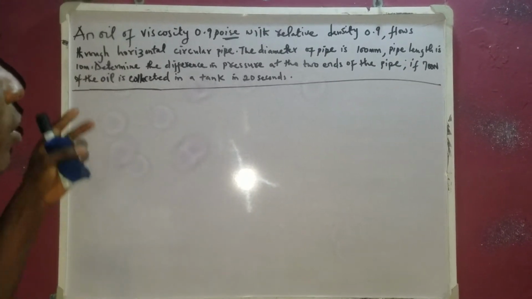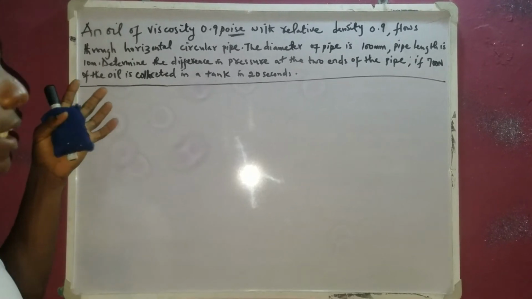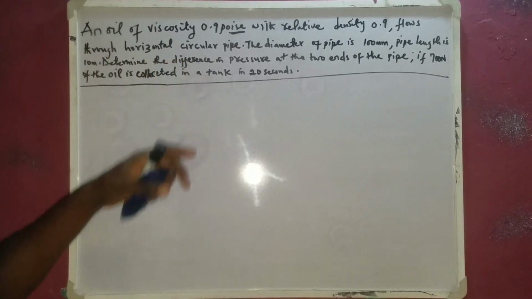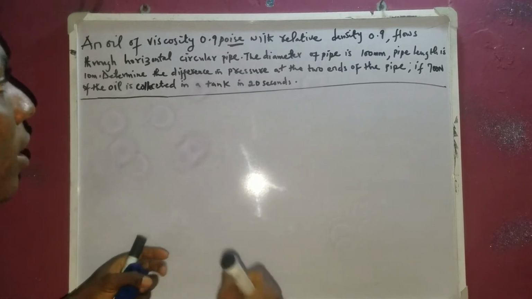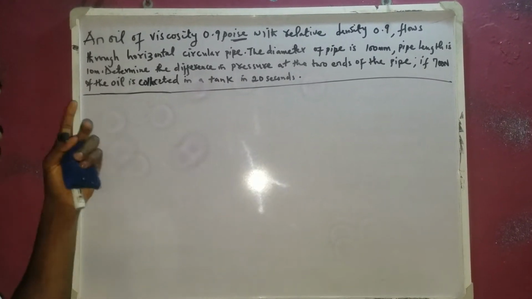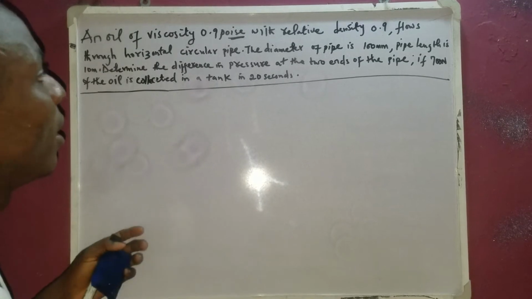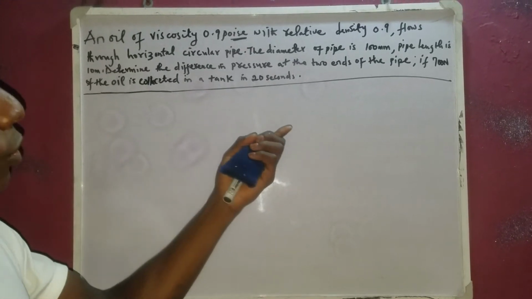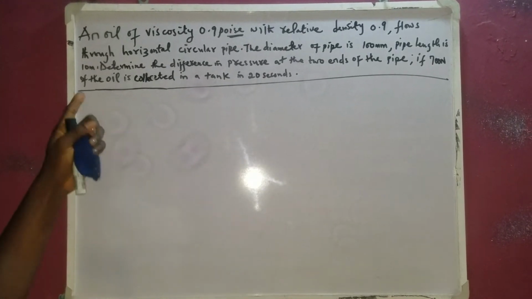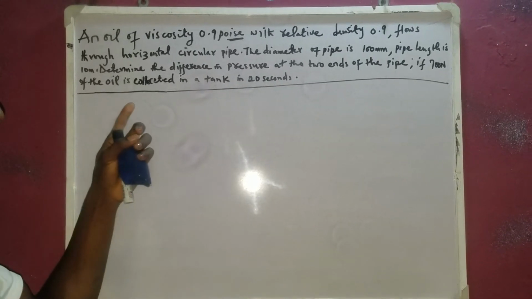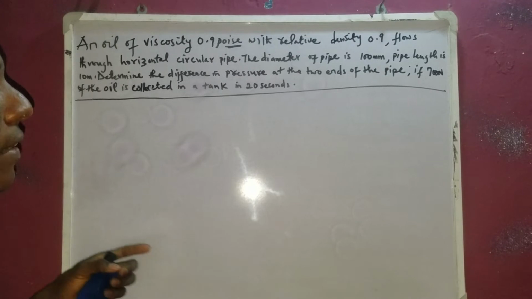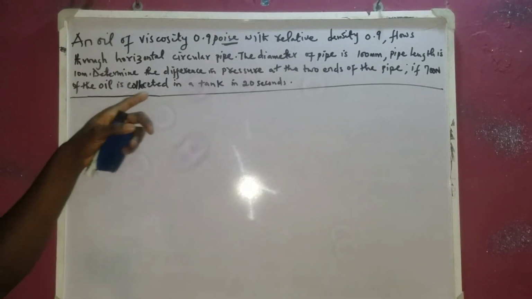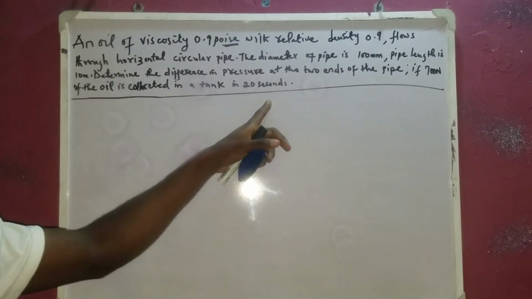Okay, so we have a question on the board that says an oil of viscosity 0.9 poise with relative density 0.9 flows through a horizontal circular pipe. The diameter of the pipe is 100 millimeter, pipe length is 10 meters. We have to determine the difference in pressure at the two ends of the pipe if this weight of oil is collected in the tank in this time.